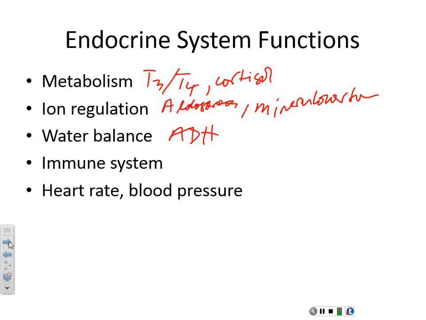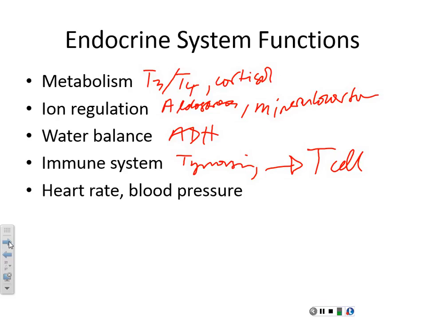Okay, so water balance does that, and then immune system, the thymus, that's thymosin. What are thymosin and thymopoietin for? Maturation of what? T cells. That's the involvement. Because in the exam, if I ask about the functions of the endocrine system, I want you to talk about all these things and give me some information about it. Give me some examples and say, okay, this is what's happening, and this is why the endocrine system is involved in immunity.